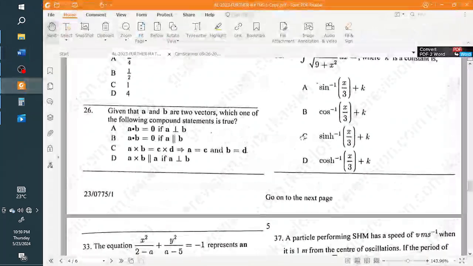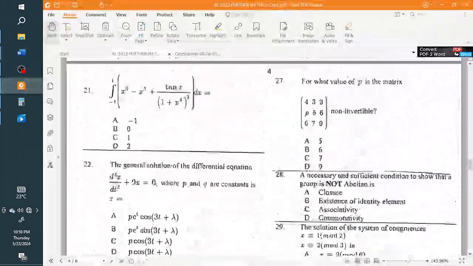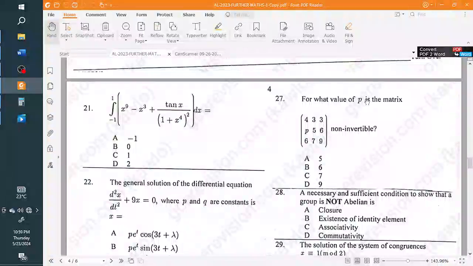27, which option will be correct? 27. Okay, we need to go up. For what value of p is this matrix non-invertible? Non-invertible means that there is no inverse. Invertible means there's an inverse. So non-invertible is a negation of invertible, and when there is no inverse, the determinant is 0. So we need to find the determinant equal to 0, and then we find the value of p.